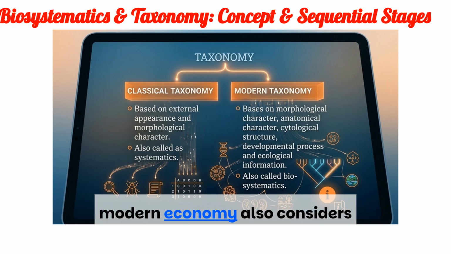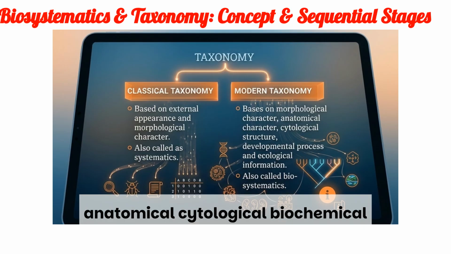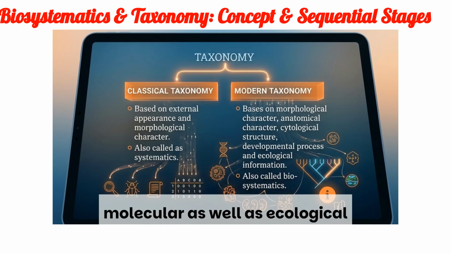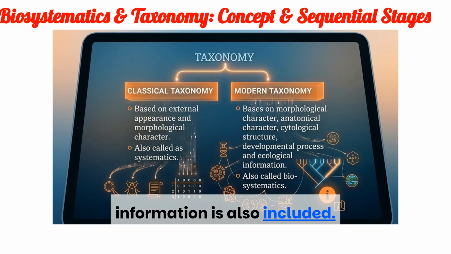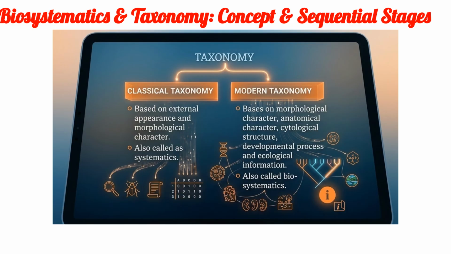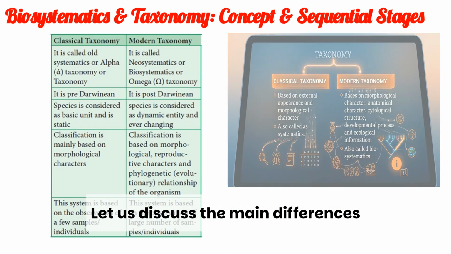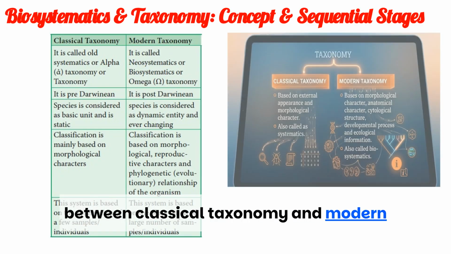Modern taxonomy also considers morphological characters, but in addition to the morphological features, anatomical, cytological, biochemical, molecular, as well as ecological information is also included. This is also known as post-Darwinian taxonomy. Let us discuss the main differences between classical taxonomy and modern taxonomy.